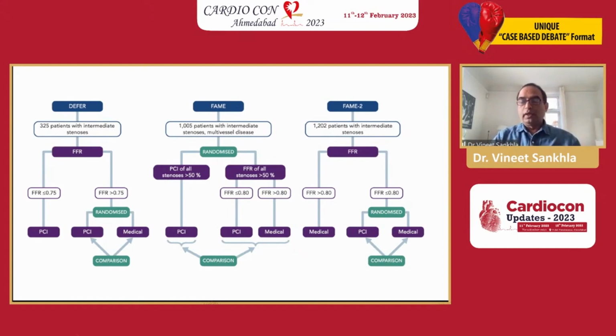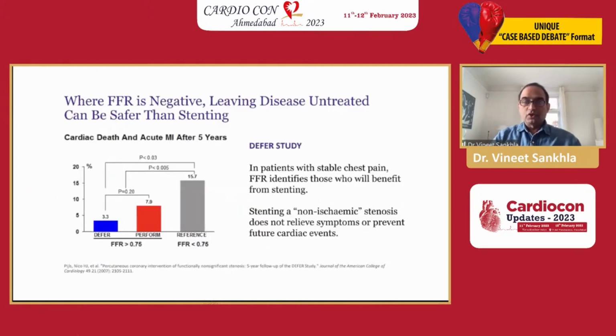And then came the FAME 2, in which patients who had FFR less than 0.8 were offered PCI with medical therapy or medical therapy alone, and it was compared which fared better. In the DEFER trial, it was proven that patients who had FFR more than 0.75, if we deferred intervention, actually fared better. Cardiac death and acute MI were much better as compared to patients who underwent intervention when the FFR was above 0.75. So this trial proved that if the FFR is more than 0.75, we can safely defer intervention.